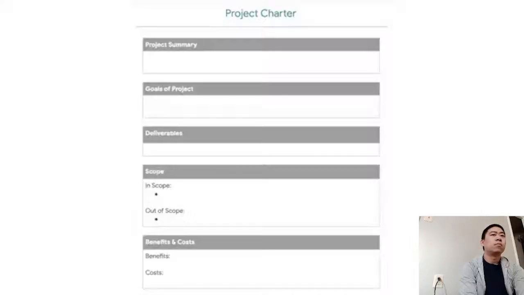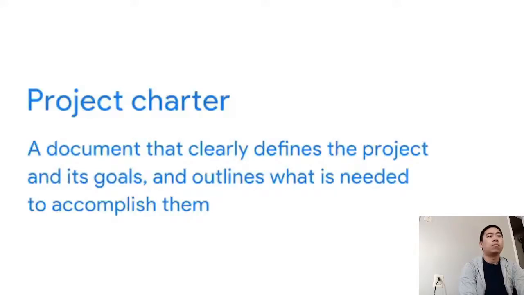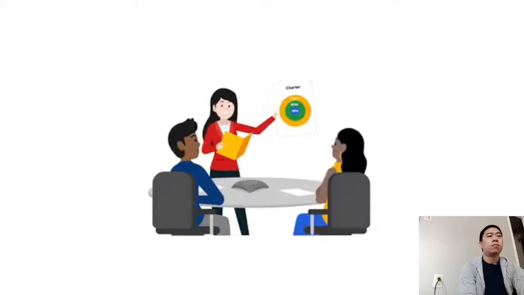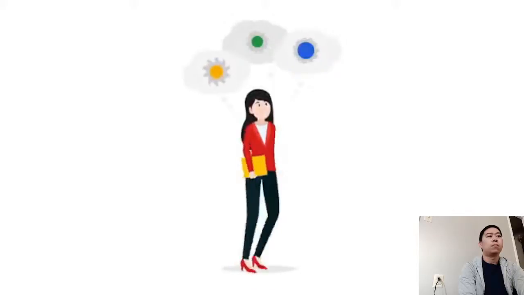Finally, once you've established your goals, scope, deliverables, success criteria, stakeholders, and resources, it's time to create a project charter. A project charter is a document that contains all the details of a project. Project charters clearly define the project and its goals and outline what is needed to accomplish them. A project charter allows you to get organized, set up a framework for what needs to be done, and communicate those details to others. Once you've drafted the charter, you would then review the document with key stakeholders to get their approval to move into the planning stage.